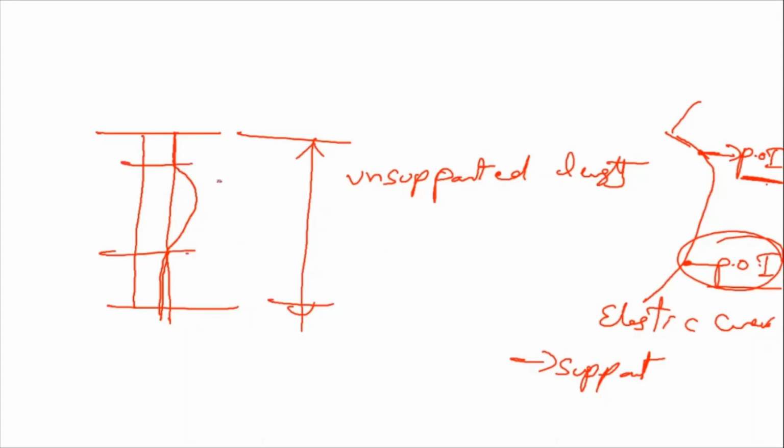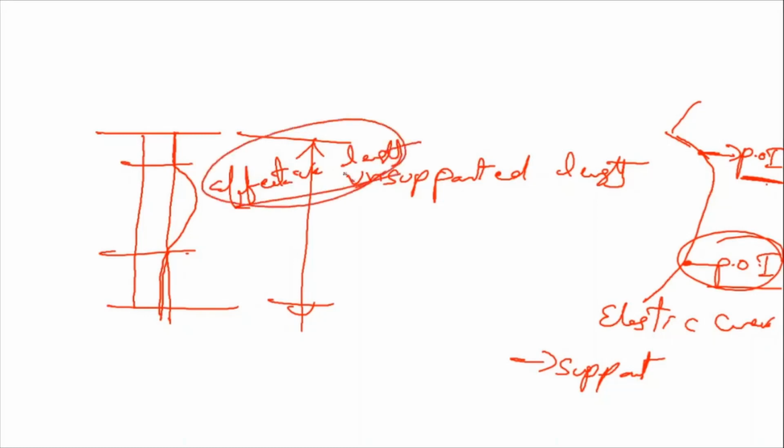Unsupported length means the floor to floor height, whereas effective length means the distance between the points of inflection. Inflection means wherever the elastic curve changes its sign. So now you know what effective length is. Let us see the effective length of the column for different support conditions.